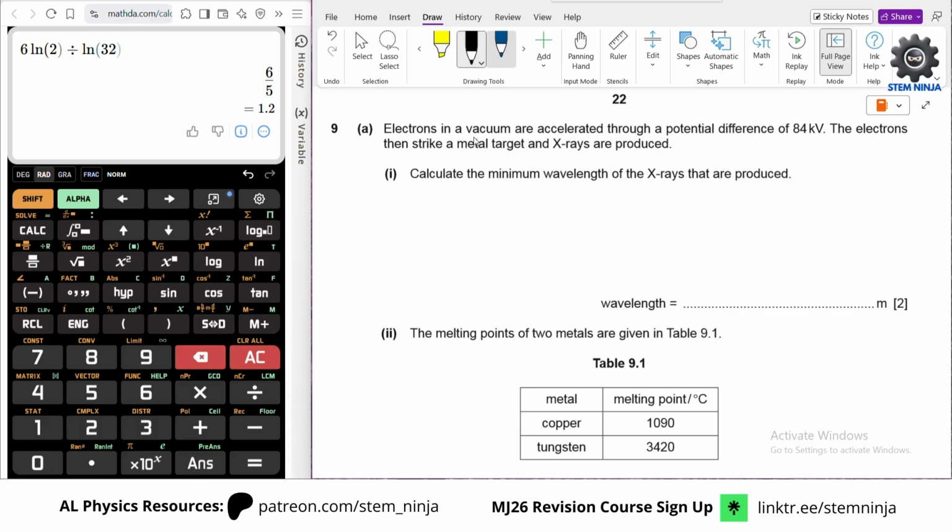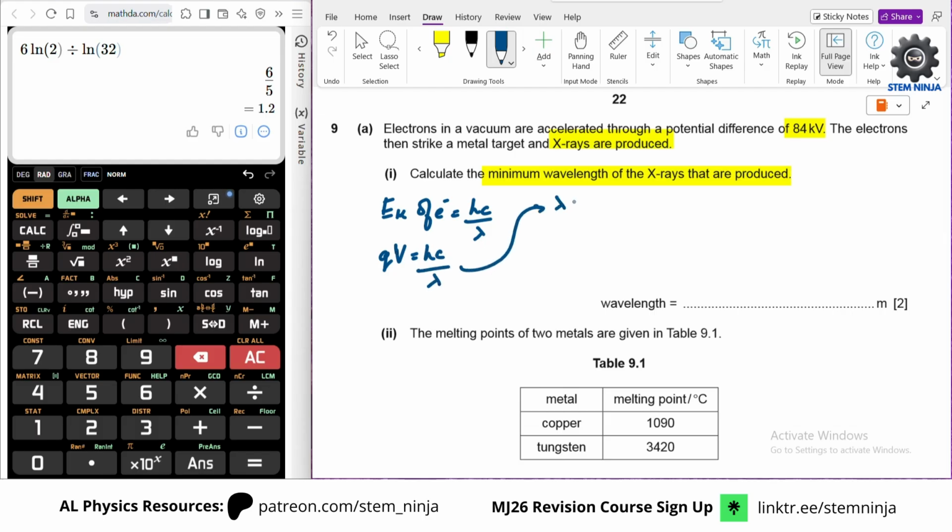Question number 9. Electrons in a vacuum are accelerated through a potential difference of 84 kilovolts. The electrons then strike a metal target and X-rays are produced. Calculate the minimum wavelength of the X-rays that are produced. So minimum wavelength is when the entire kinetic energy of the moving electrons is converted into a photon. So kinetic energy would be equal to the work done, QV basically. So QV equals hc over lambda.